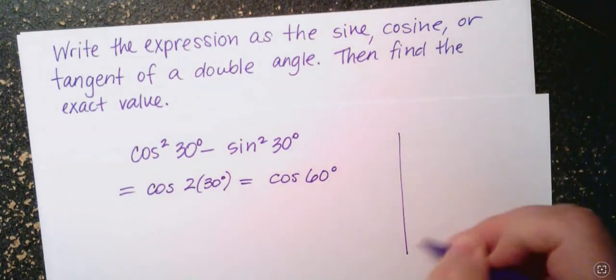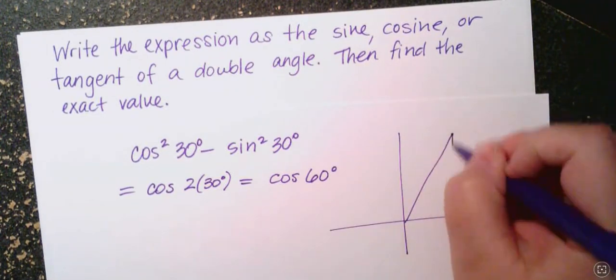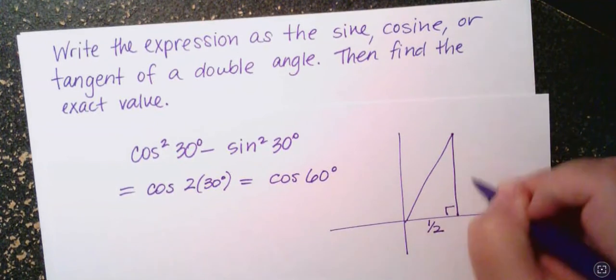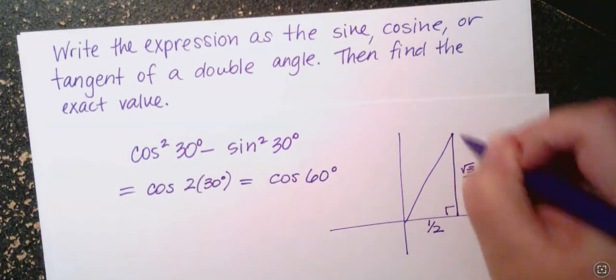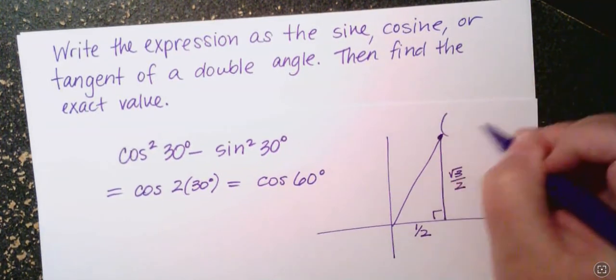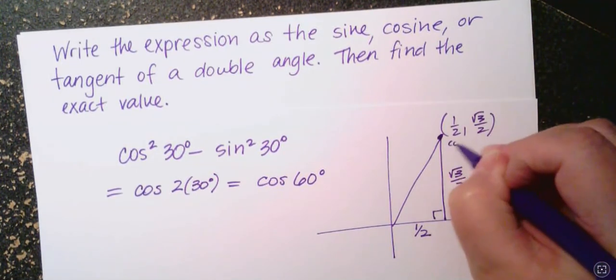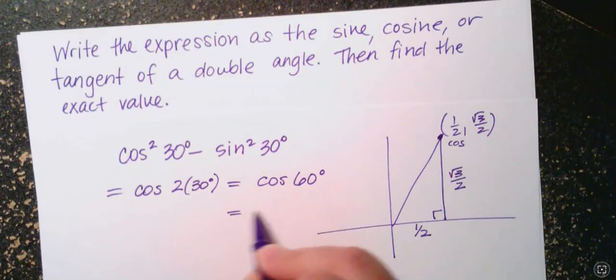And again, that's a very nice unit circle value. The 30, 60, 90 triangle goes out that way, out 1/2 and up square root of 3 over 2. My point is 1/2, root 3 over 2. Remember, it's the x value that is the cosine. So my answer here is 1/2.